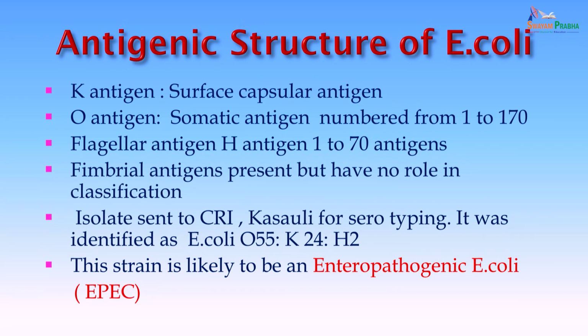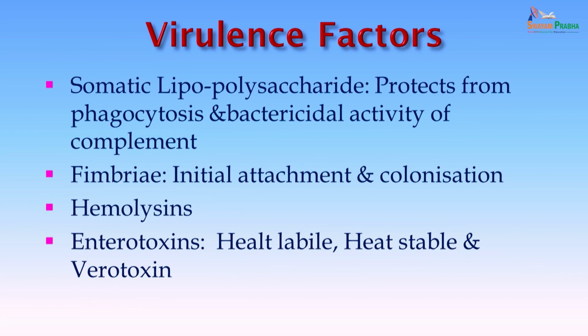Isolate was sent to Central Research Institute Kasauli for serotyping. It was identified as E. coli O55 K24 H2. So, that is how the isolate is numbered after serotyping. This strain was likely to be an enteropathogenic E. coli. Now, let us see what are the virulence factors of this organism which made it more prone to cause diarrheas. The somatic lipopolysaccharide of the organism protects it from phagocytosis and bactericidal activity of complement. So, the immune system of the body is not able to act on the organism.